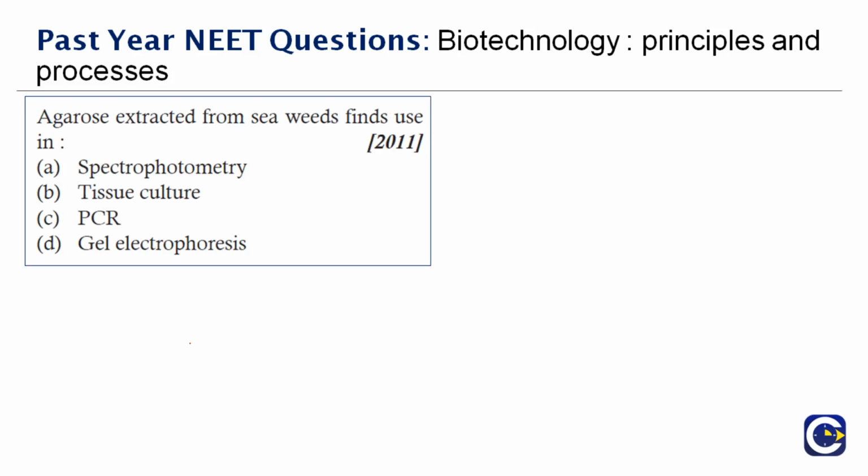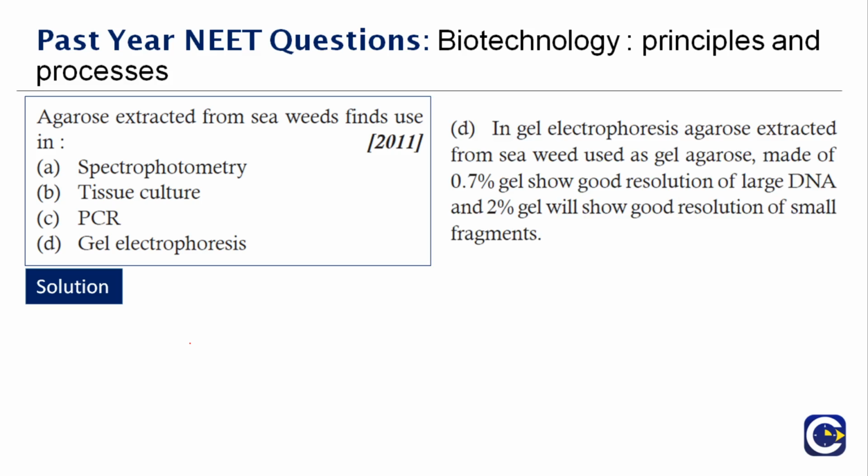Okay. Next question here. Agarose extracted from seaweeds finds uses in dash. Of course, the question is direct and I think all of you know the answer: it is used in gel electrophoresis, where you prepare a gel with the help of agarose. It's a solidifying agent and it will not interfere with the reaction. In gel electrophoresis, agarose extracted from the seaweed is used in the gel. A 0.7% agarose gel shows good resolution of large DNA and a 2% gel will show good resolution of small fragments.